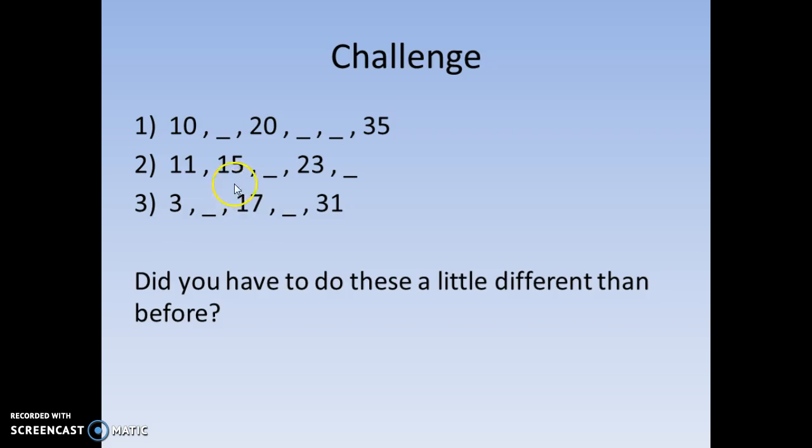3, blank, 17, blank, 31. How are we going to find what number we are jumping by? Did you guys try it the same way I did number 1? Aren't we doing 2 jumps from there? And isn't the difference from here to here 14? So doesn't it mean we have to jump by 7? You do 14 divided by 2? Yeah. So 10, 17, 24, 31. Not too bad, right? Good.